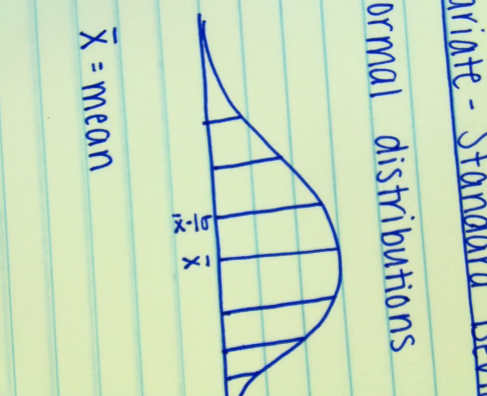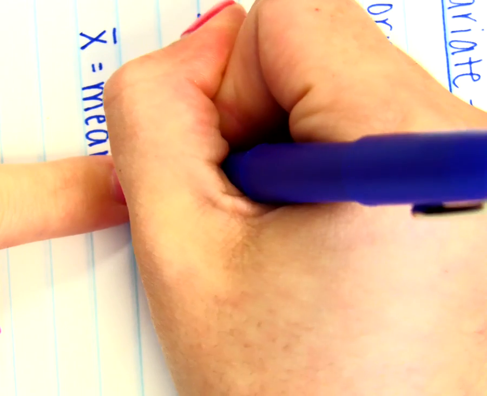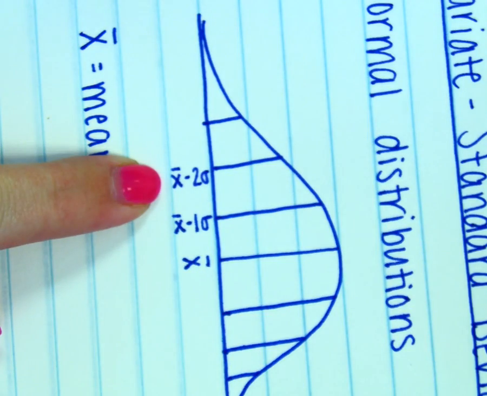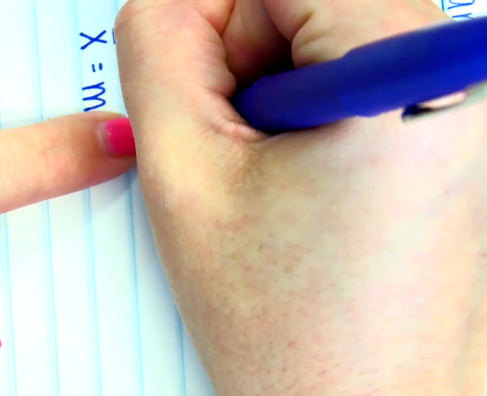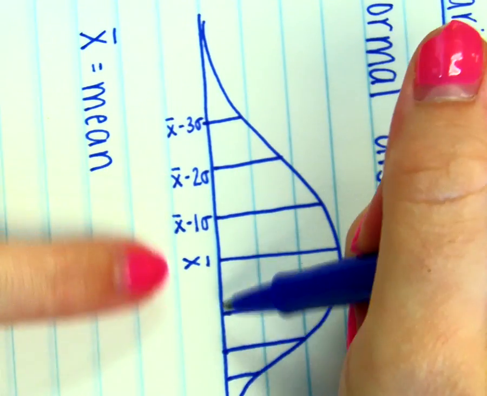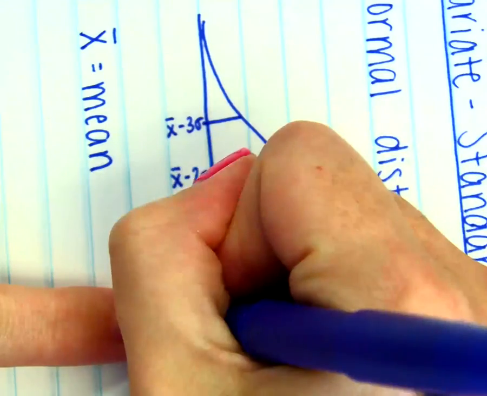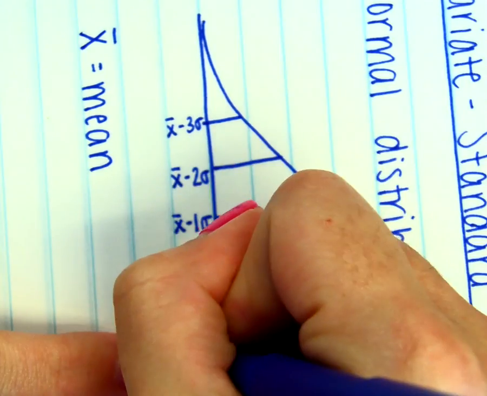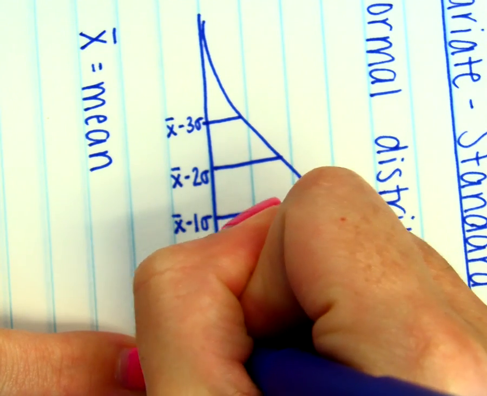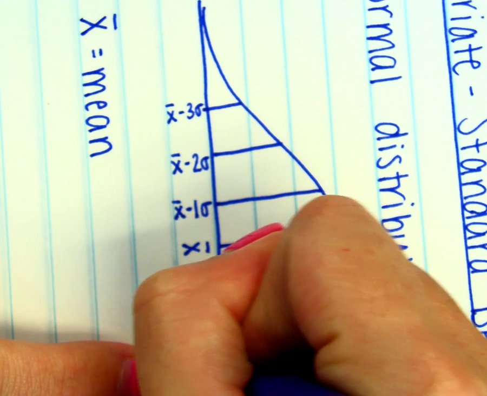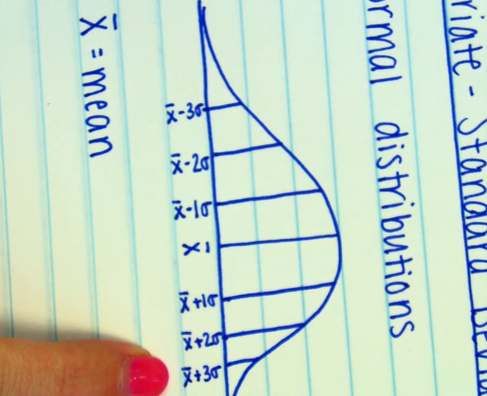Okay. Remember to pause the video whenever you need to catch up. Then we have the mean minus 2 standard deviations. And then we have the mean minus 3 standard deviations. So going to the left, we subtract. Going to the right, we're going to add. So if this is the mean, we're now going to have the mean plus 1 standard deviation. Then the mean plus 2 standard deviations, and the mean plus 3 standard deviations.